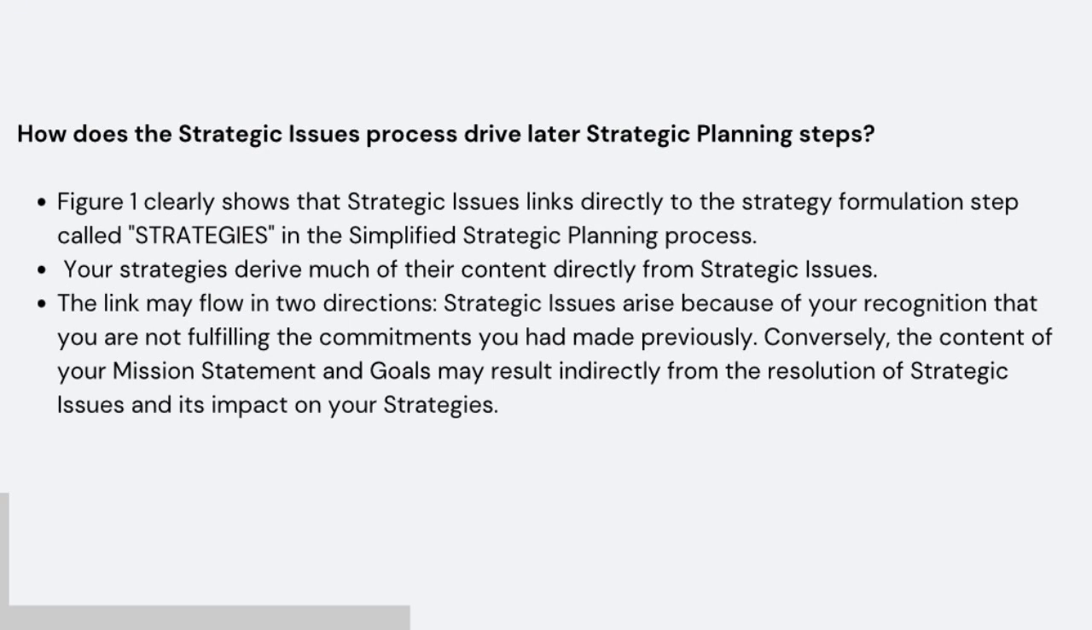Figure 1 clearly shows that strategic issues link directly to the strategy formulation step. In the simplified strategic planning process, your strategies derive much of their content directly from strategic issues. The link may flow in two directions. Strategic issues arise before the recognition of your mission statement and goals, which may result directly from the resolution of strategic issues and the impact of your strategy.